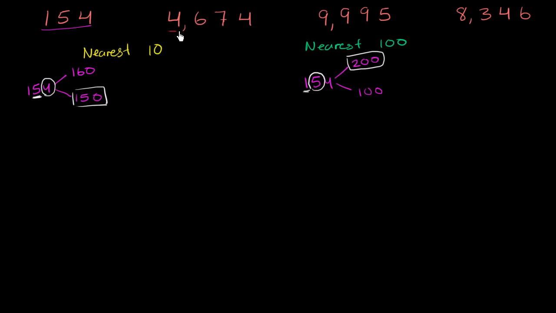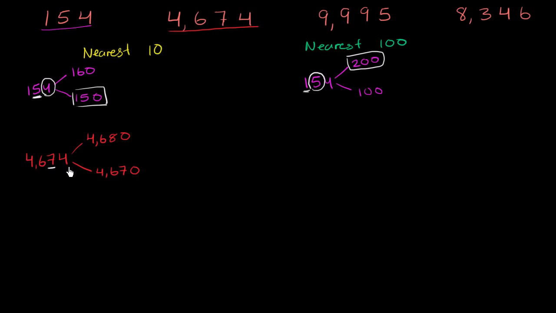This is fun. So 4,674. The multiple of 10 above that is 4,680. The multiple of 10 below that, 4,670. Remember, we're concerned only with the multiple of 10. So do we round up or down? Well, we're thinking about rounding the tens place. So that's why it's either going to be an 8 if we round up or 7 if we round down.